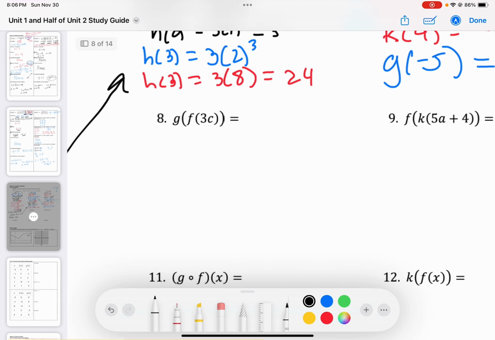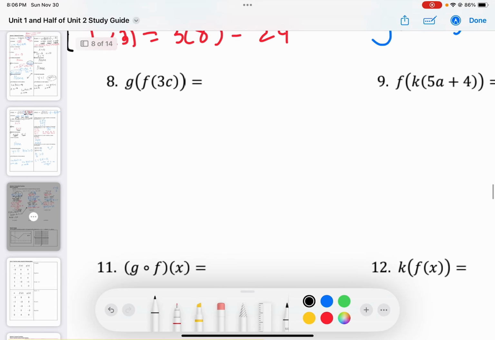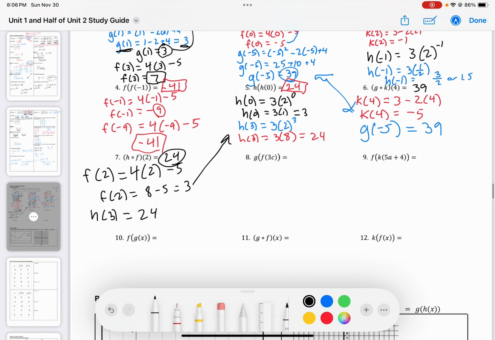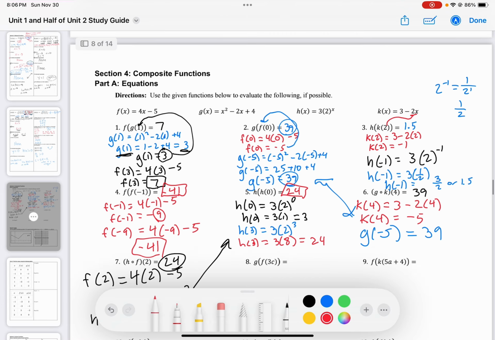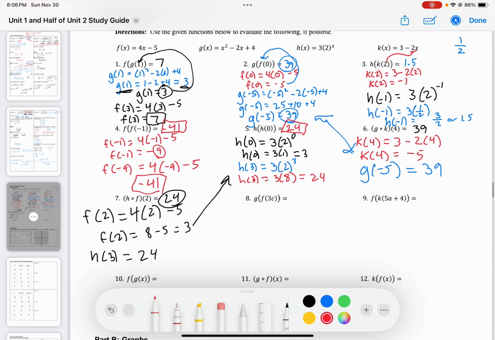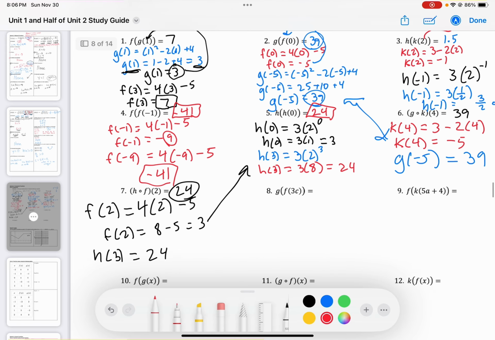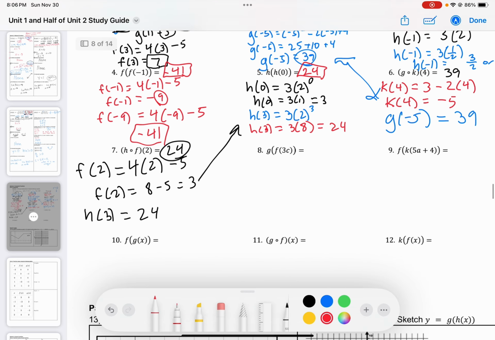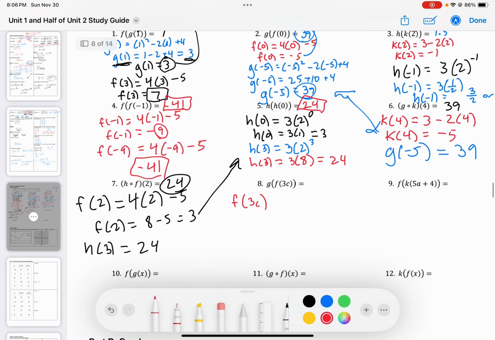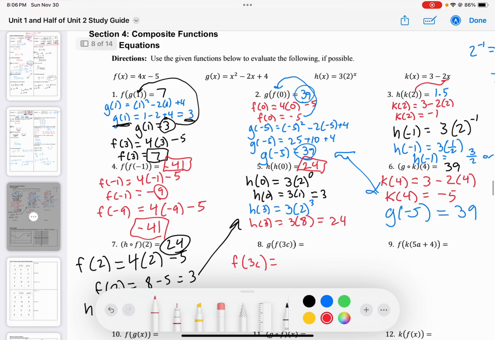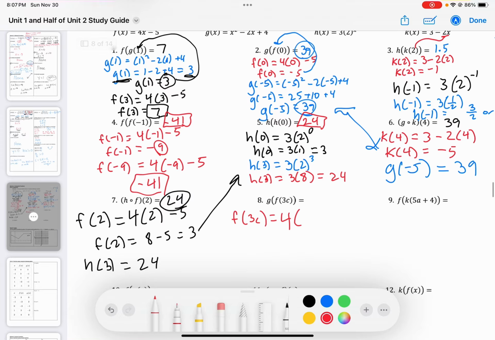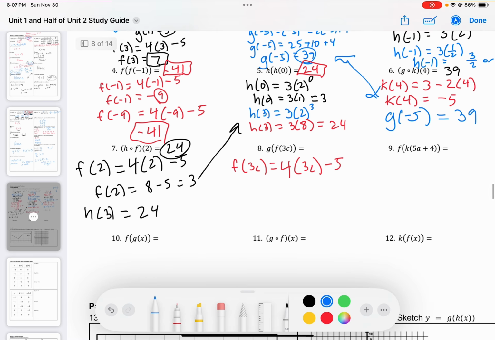All right, now we're going to get a little funky. We're going to input 3c into f. So we're going to end with an algebraic expression here. So where's f? So we get the f of 3c is equal to 4 times 3c minus 5. And what does this simplify to? It's just going to distribute this. We get 12c minus 5.